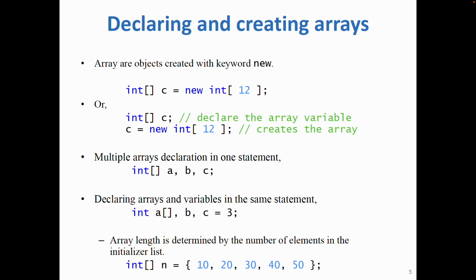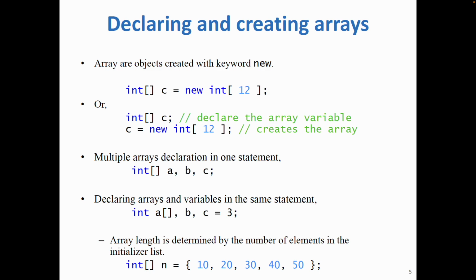And the value of C is 3. So I declared A, I declared B, B is an integer, A is an integer array, and C, I declared it, and I also initialized it to 3. And also, the last part of how to declare and initialize an array is with these curly brackets.